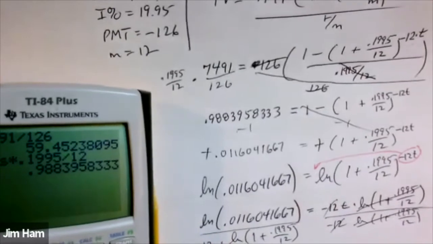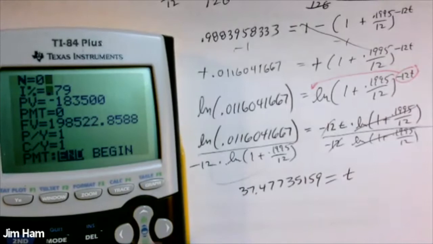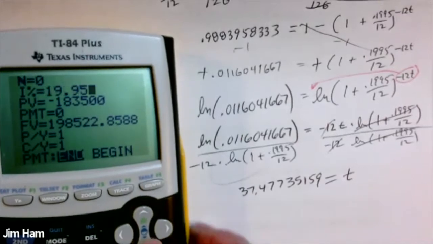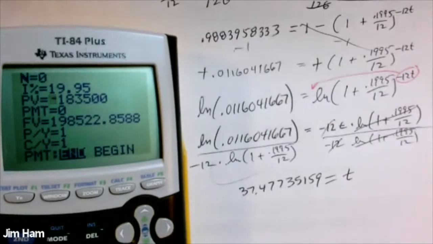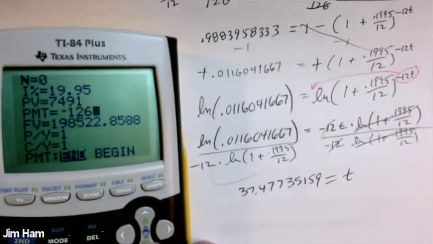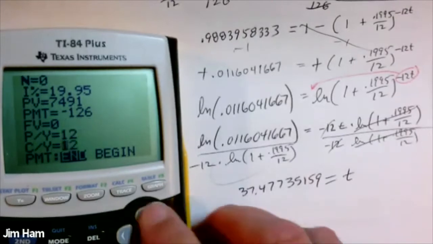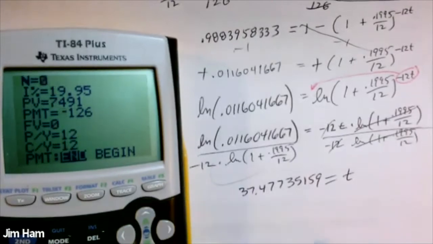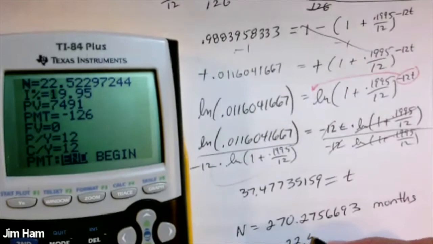We have n is what we're looking for, so I'll skip that one, 19.95, just a huge interest rate, which is the case on most of these credit cards. Our present value is $7,491. The payment is negative 126. At the end, we'll have it all paid off. Monthly payments, and then alpha. So there it is. And then we divide that number, 22.52.